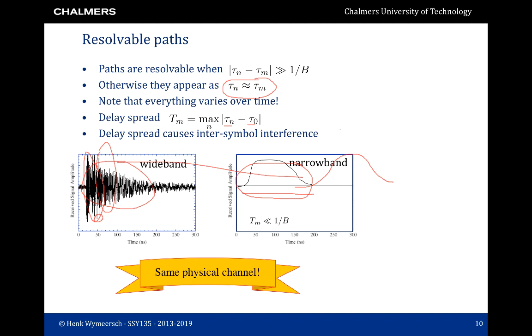It's important again to notice that the same physical channel was here used in both figures. The only thing that changes is how we use this channel. On the left side, we use a very large bandwidth. On the right side, we use a very small bandwidth. So from the point of view of the receiver, the channel looks very different.